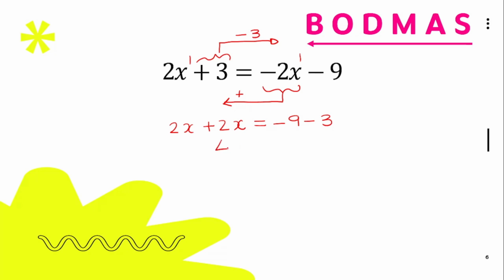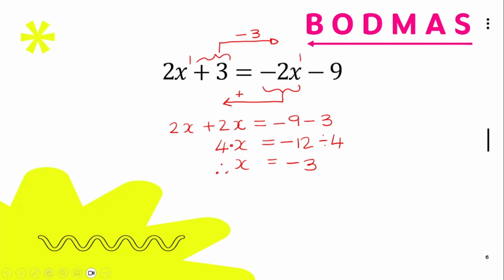Now I'm going to simplify and I get 4x is equal to minus 9 minus 3, which is minus 12. And then remember, that's being multiplied. So the inverse operation of multiplication is just division. So x is going to be a minus 3.